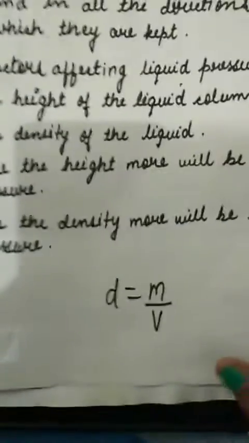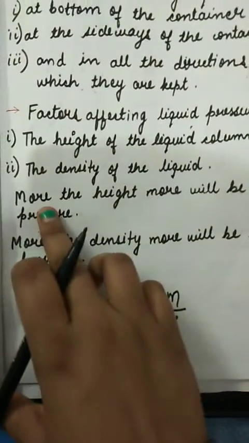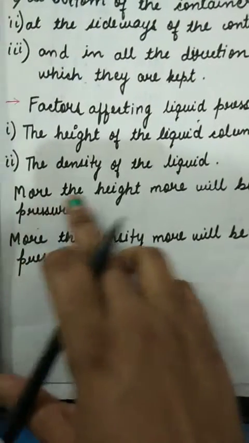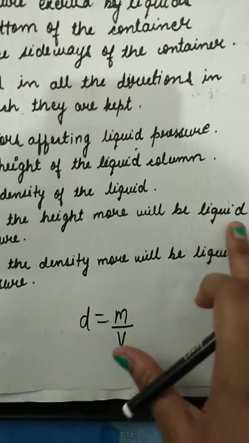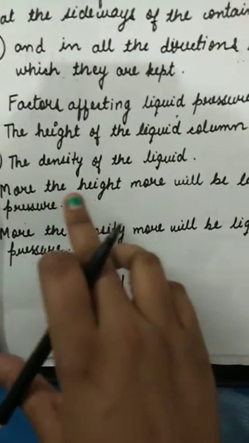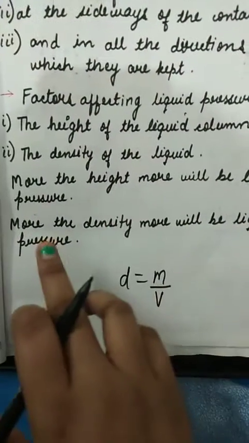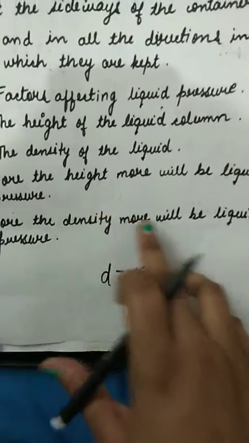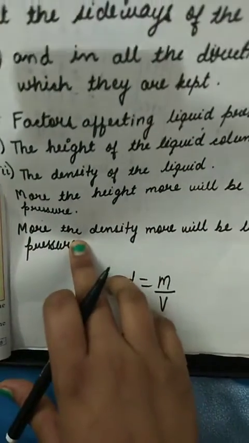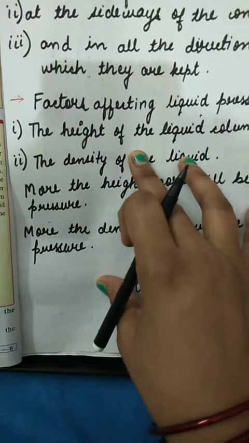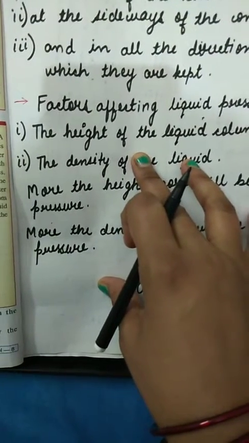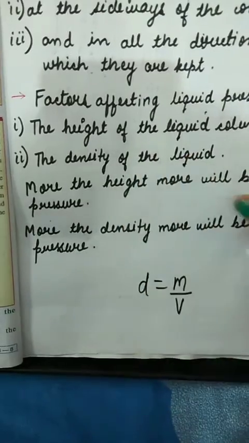So from these two factors we can conclude that the more the height, the more will be the liquid pressure, and the more the density, the more will be the liquid pressure for that given substance. I hope, students, you are clear with the topics.